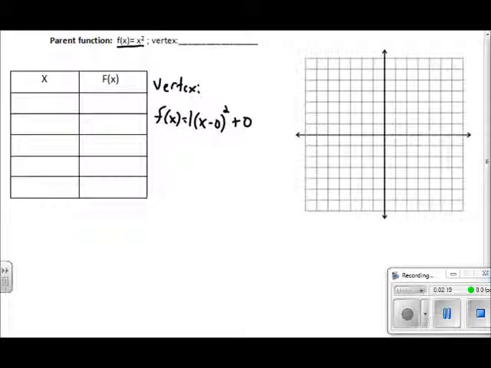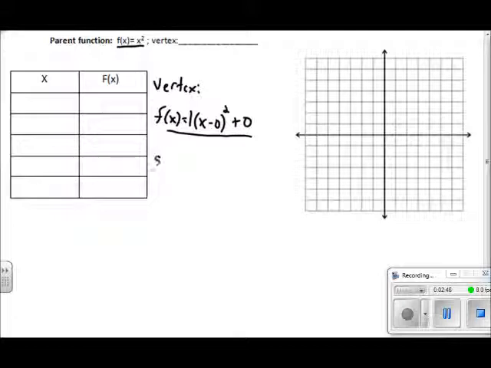If we were to simplify this function down, x minus 0 is just x, so we have x squared. Then x squared times 1 gives f of x equals 1x squared, or just x squared, plus 0. And we don't need that plus 0. So that gives us f of x equals x squared. That's how it looks in vertex form.